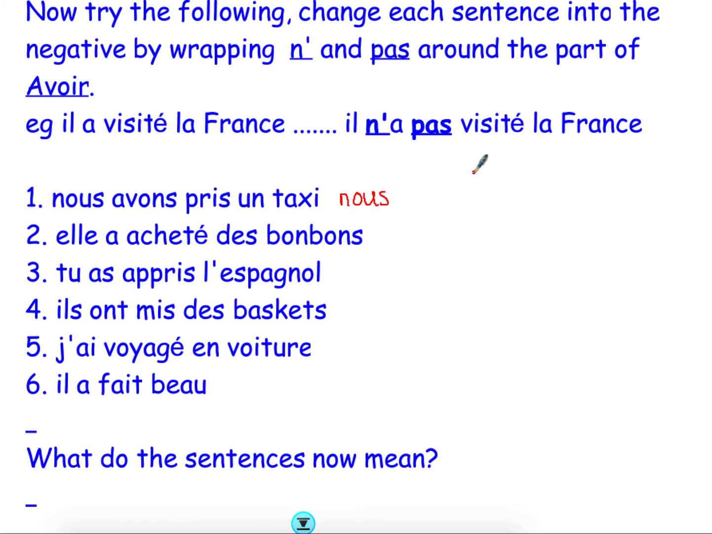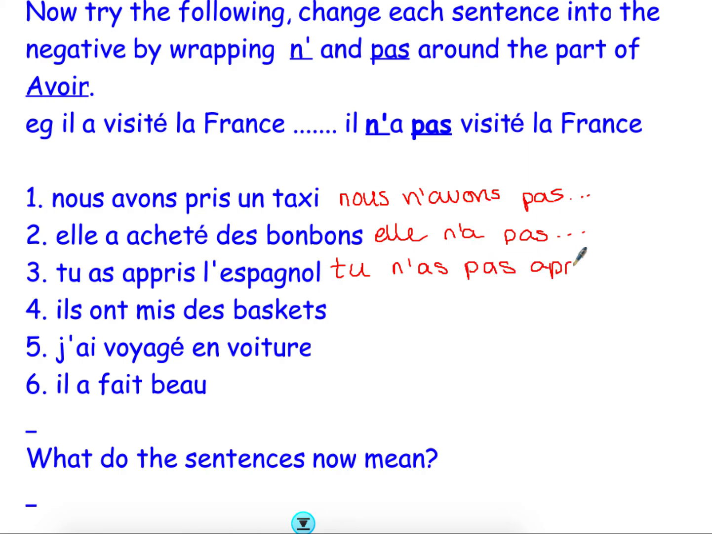Nous n'avons pas pris un taxi. We did not take a taxi. Next one. Elle n'a pas acheté des bonbons. She did not buy sweets. Tu n'as pas appris l'espagnol. You did not learn Spanish. Ils n'ont pas mis des baskets.